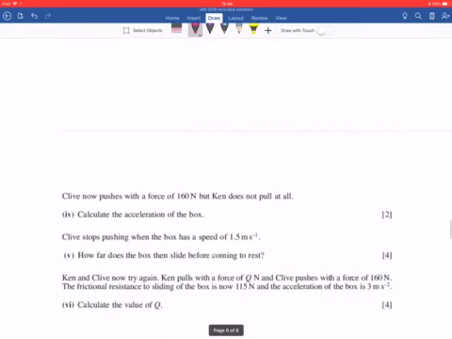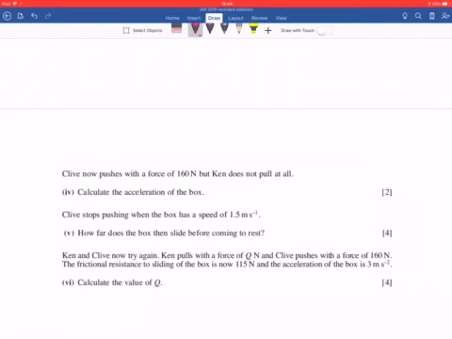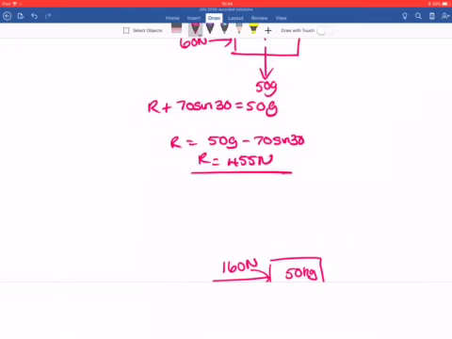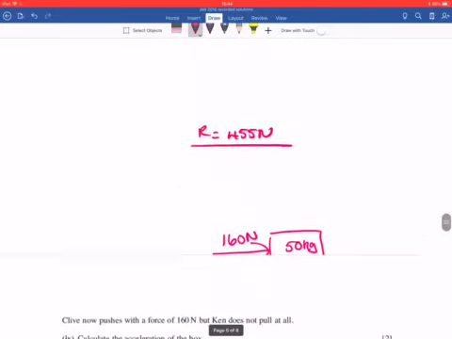Now, Clive now pushes with a force of 160 newtons, but Ken doesn't pull at all. Okay, calculate the acceleration of the box. So what have I got? Let's have a look. I've got Clive pushing with 160 newtons, there's no pulling. I've got 50 kilograms. Okay, what's the acceleration? So, using Newton's second law, now let's have a look. We need to think about the resistance.